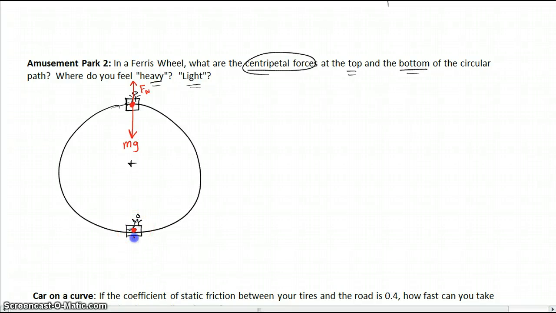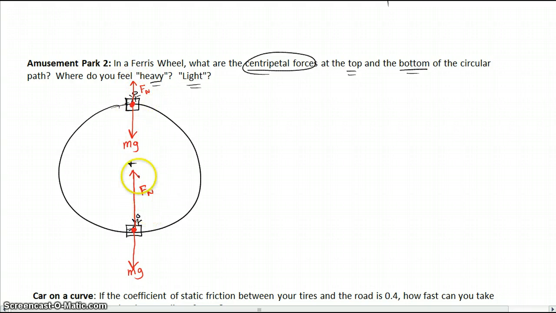Well, what do you have? Gravity still doing its thing. I'm trying to draw this arrow exactly as long as this arrow was because gravity doesn't care that you're on a Ferris wheel. It's just going to tug on you the whole time. But something else is going to happen. You are being pushed on by your seat, and I'm going to draw this vector a little bit differently. This is a longer vector than this vector.